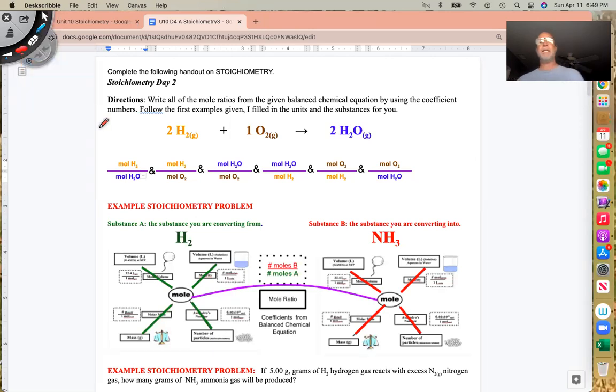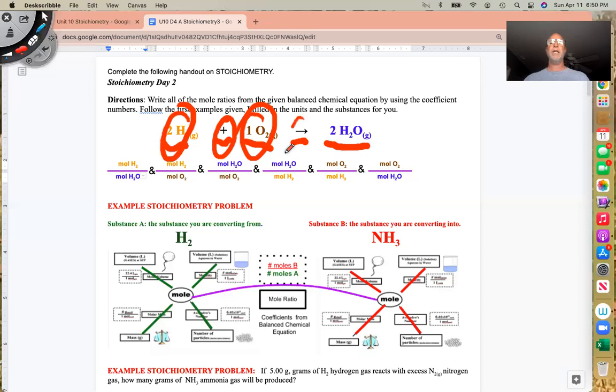So this is a balanced chemical equation, and it says right here, 2 moles of hydrogen reacts with 1 mole of oxygen to produce, or to yield, or to make 2 moles of water. So 2 moles of hydrogen reacts with 1 mole of oxygen to produce 2 moles of water. All right, Mr. P, so what do you want us to do with that? Well, we want to fill out these mole ratios down here.